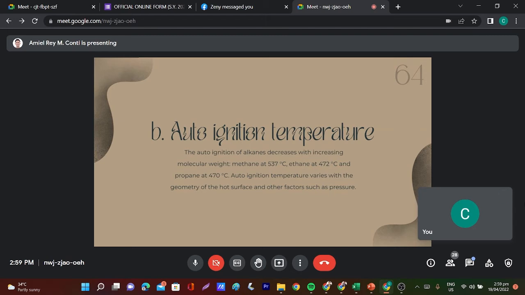So to discuss yung auto-ignition temperature, is the lowest temperature at which the fuel will spontaneously ignite in a normal atmosphere without an external source of ignition. So ano nga bang pinagkaiba niya sa flash point?